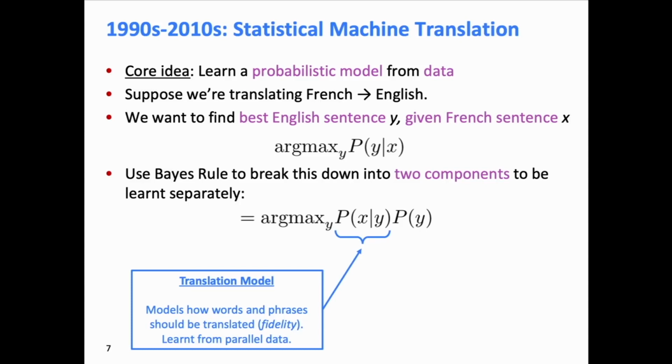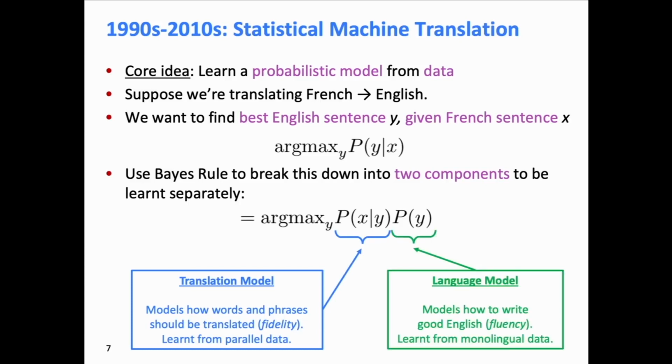The second component, P of Y, is just a language model. We learned about this last week. A language model is a system that can predict the next word, but it can also be thought of as a system that tells you the probability of a sequence of words. So here, if we're translating from French to English, P of Y is an English language model.